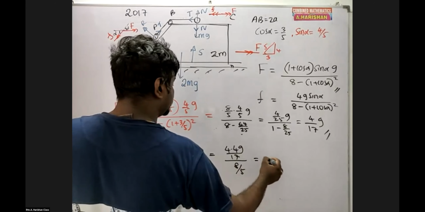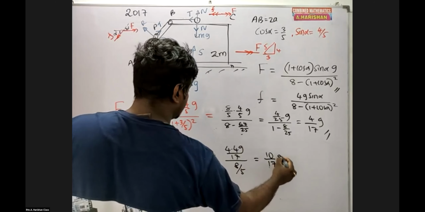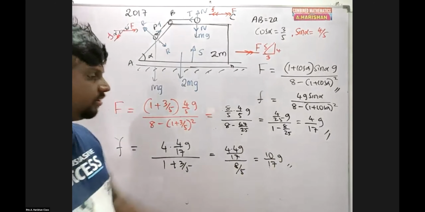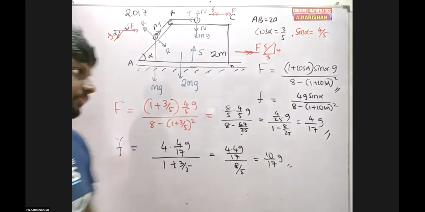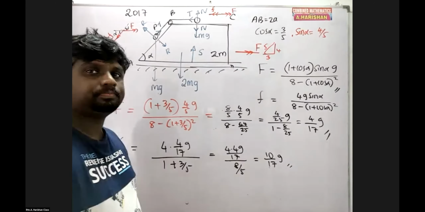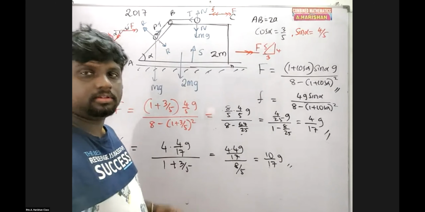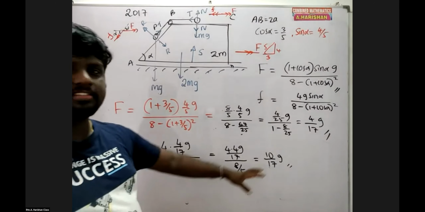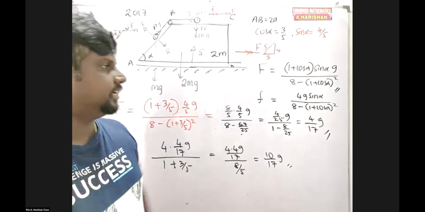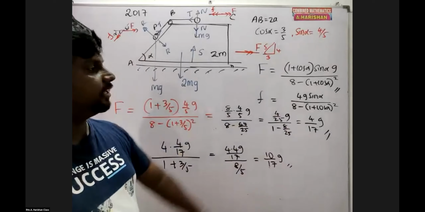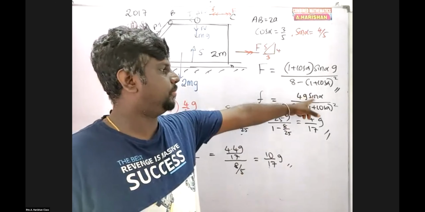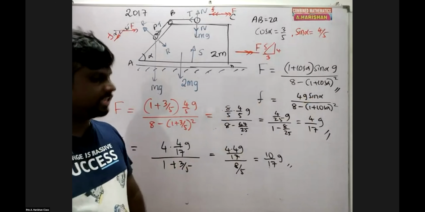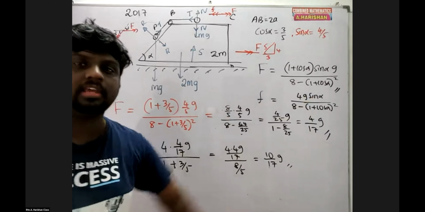Right. So 10 by 17 g. Has anyone got this answer? 10g by 17 for simple f? Anyone there? Okay, or you can substitute here also, because I found both at once. If you want to substitute there, then sin alpha is 4 by 5, then 16 by 5. So again, same thing. But I used the previous expression to find this. Okay, so we found that.